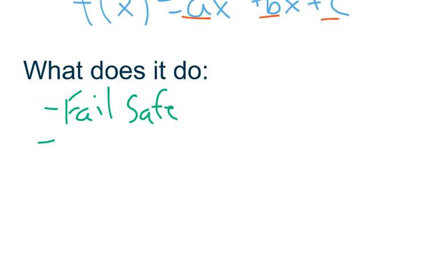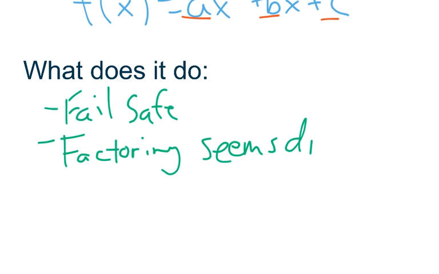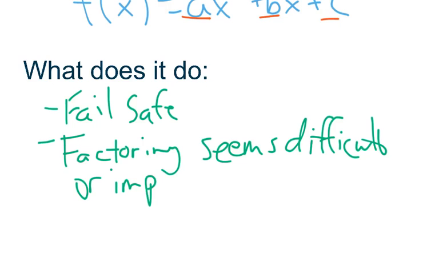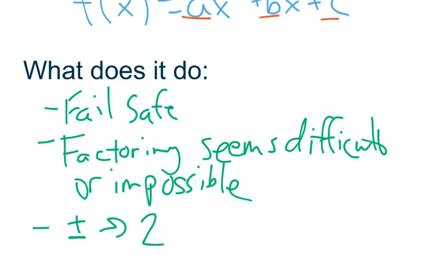When is it useful? When factoring seems difficult or impossible, and you don't have any other means available to you. Now, I'd like to point out that there is a plus and minus thing going on there. What that means is that you're still going to get two answers, so you'll have to do a little bit of work towards the end. And so I'll show you an example of that. And speaking of that, let's look at an example.